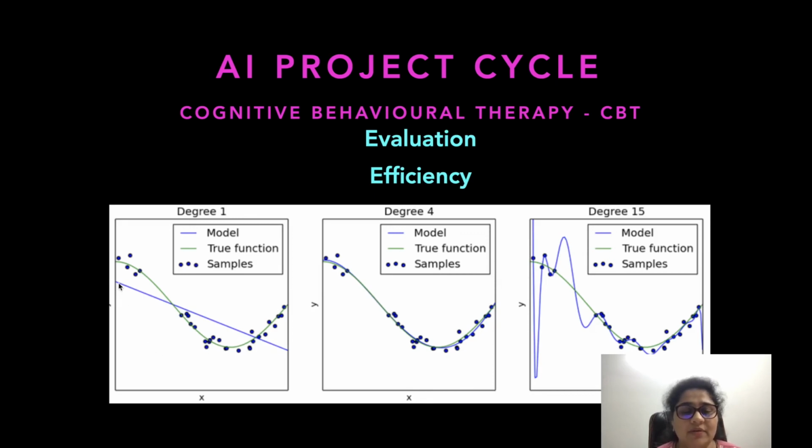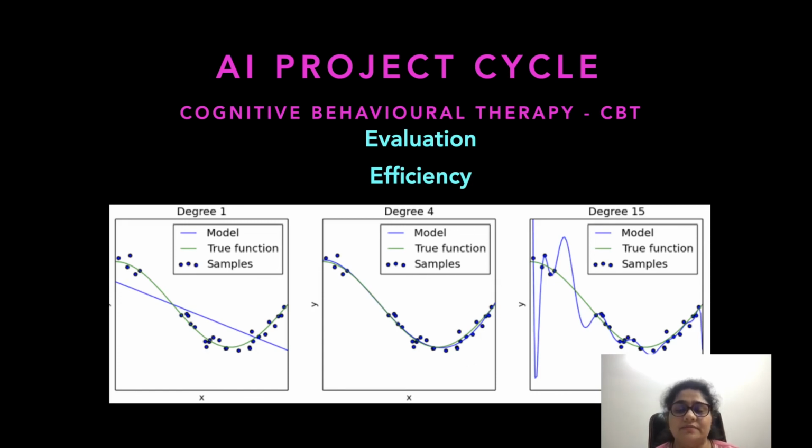Why? Because see, this is the model's answers and these are the true functions. So it's far from the true functions. Now the second one clearly shows it is a perfect fit. The blue one is the model's answer, the true function is the green one, and all are overlapping, see? That means almost exactly the same. So it is called perfect fit.